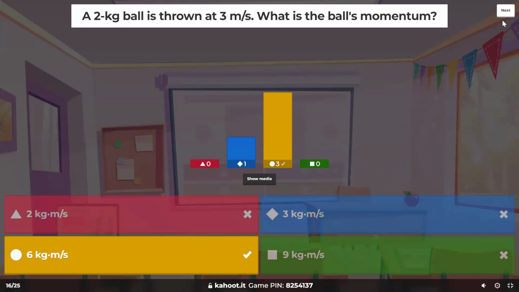Six kilogram meter per second. Right, so mass times velocity. That mass, that velocity, put together. Yeah, 2 times 3 is 6.